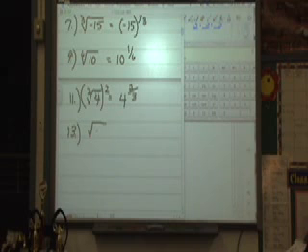13, the square root of 2 taken to the third power. The base is 2, the power is 3, so you put that as the numerator. The root is the denominator, the second power.